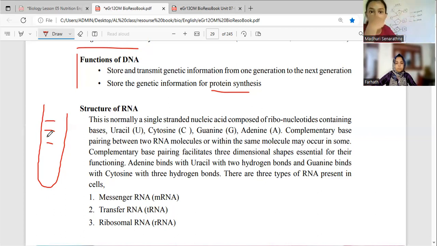In the case of RNA, we can see only intramolecular interactions. Yes, complementary base pairing facilitates the three-dimensional shape essential for their functioning. According to their function, there are three types of RNA, but we can't see types of DNA. In the case of RNA, three types can be identified: messenger RNA, transfer RNA, and ribosomal RNA.